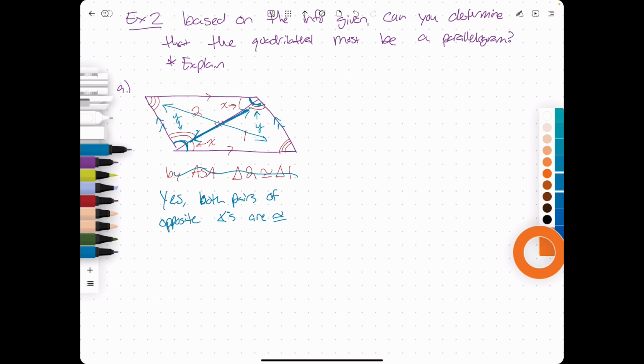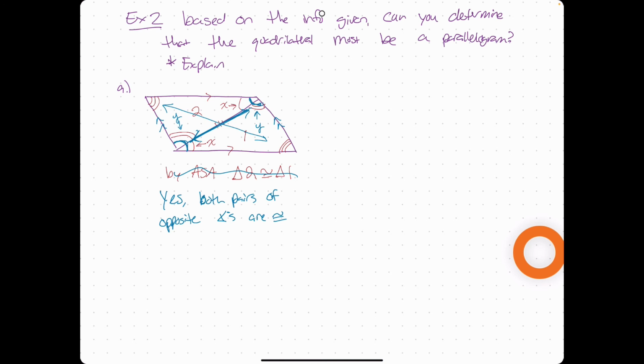There's a lot of ways with the given information that you could have proven that this is a parallelogram. You could have used angle side angle to prove opposite sides are congruent. When both pairs of opposite sides are congruent, then you have a parallelogram. That was one of our theorems. There's lots of different ways for this particular one.